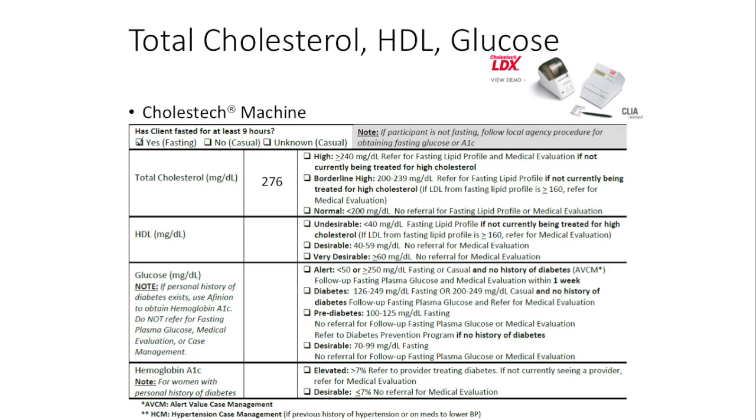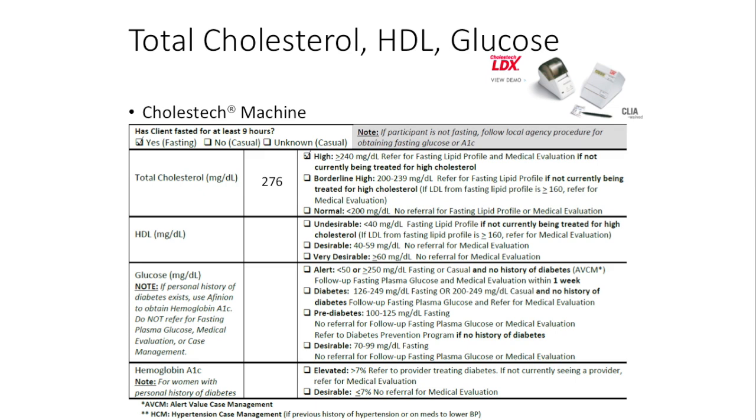So let's say she has total cholesterol of 276. That would put her in the high category. So if she has high cholesterol, if it's in the high category, we're going to refer her for a fasting lipid profile and a medical evaluation if she's not currently being treated for high cholesterol. And you can see that right on there.